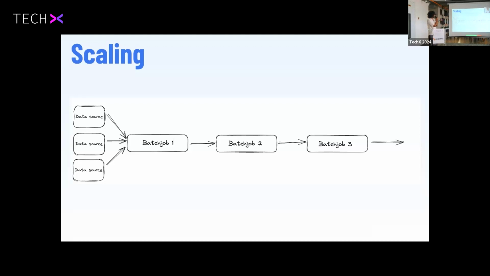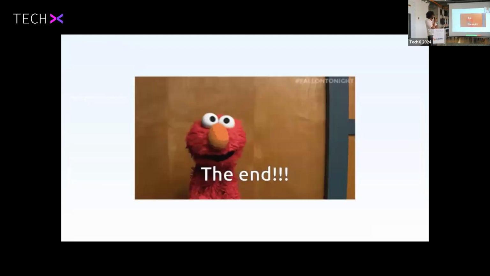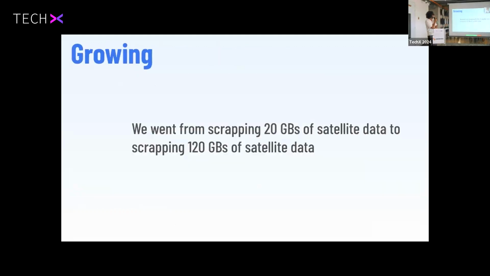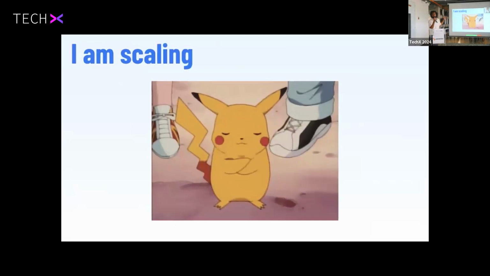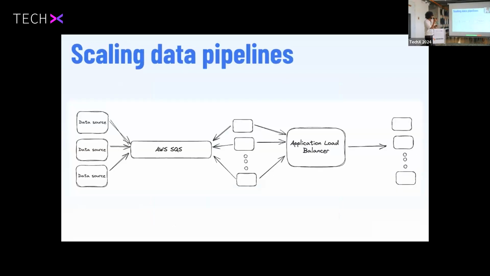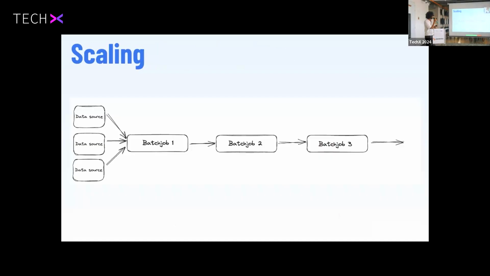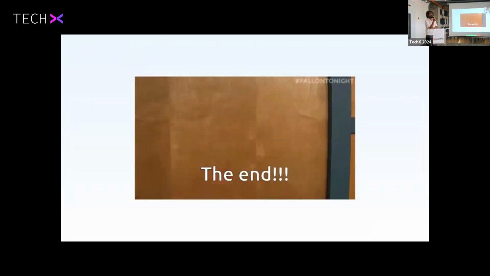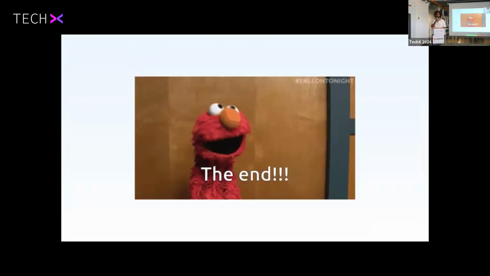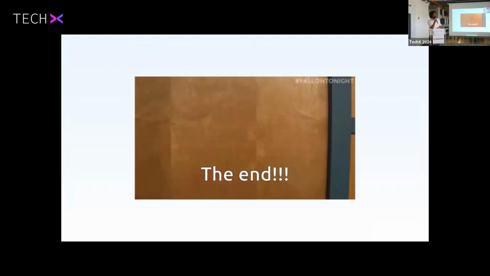So this is a little complicated. I am still scaling. This is me to my manager every time he comes to me with a problem of saying this is not scaling. I am still scaling, right? I think that's about it. That's the end of the talk. Yeah, that's about it, guys. Thank you so much.